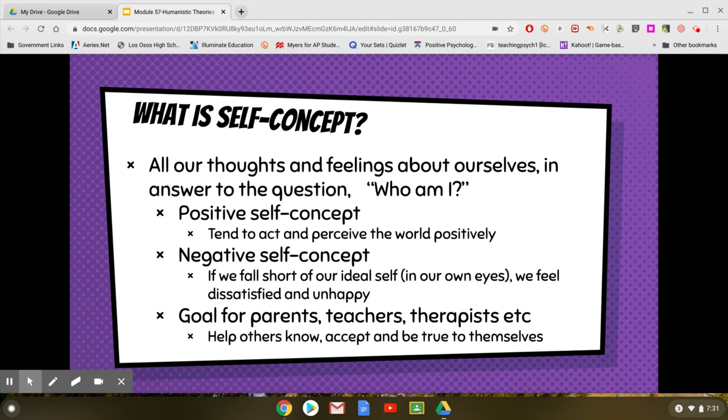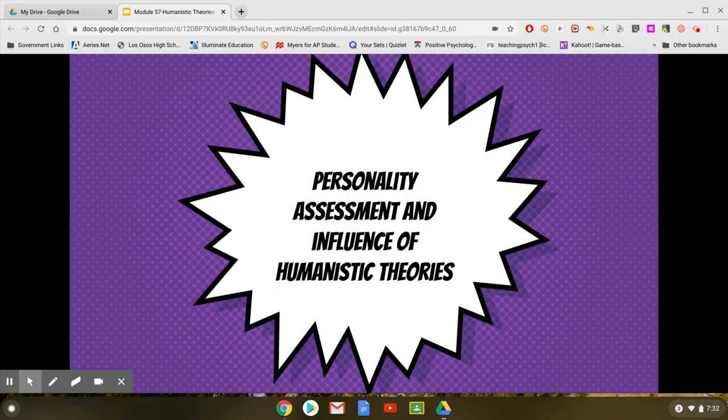So, the goal, according to Rogers, for people like your parents, your teachers, a therapist, is to help their child or their student or their client to know, accept, and be true to themselves. And this is going to lead us to then, what does a personality assessment look like from a humanistic perspective?